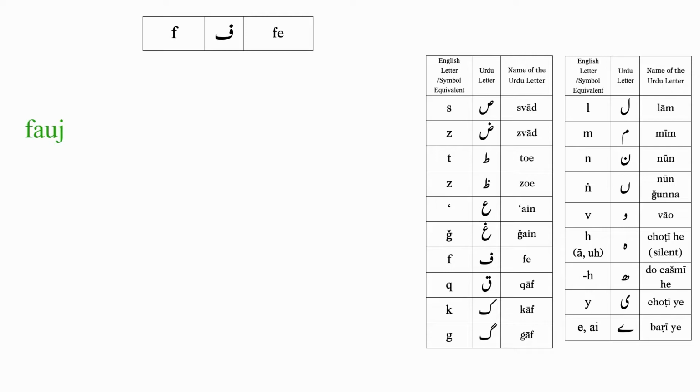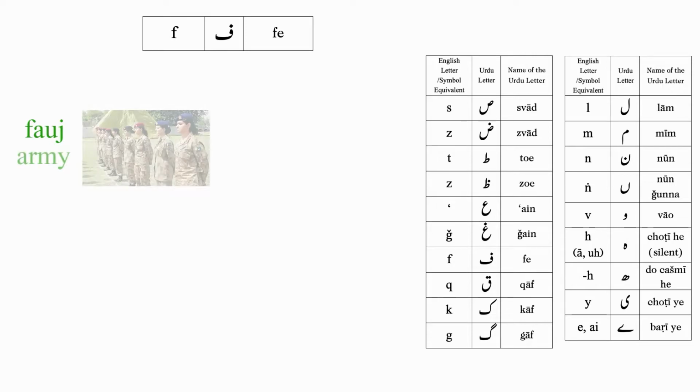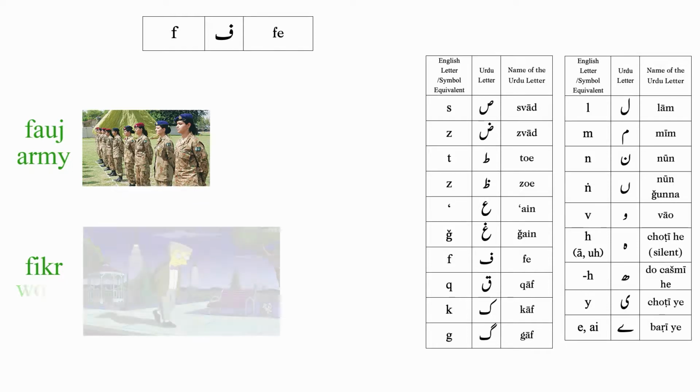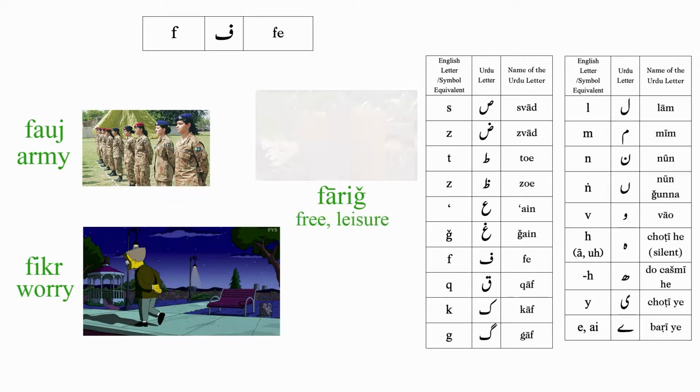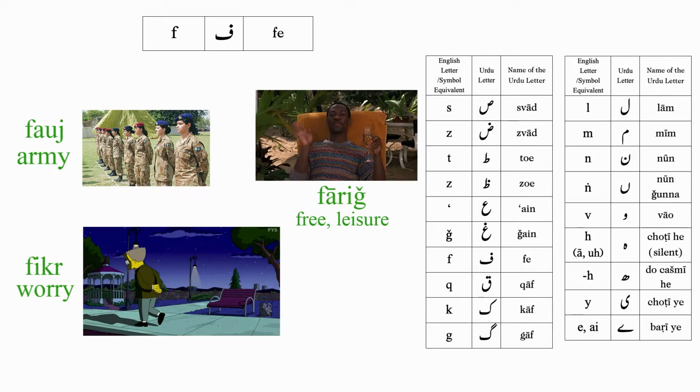Fudge, meaning army. Our second word is fikr. Fikr means worry. Final word is farig. Farig means free or leisure.